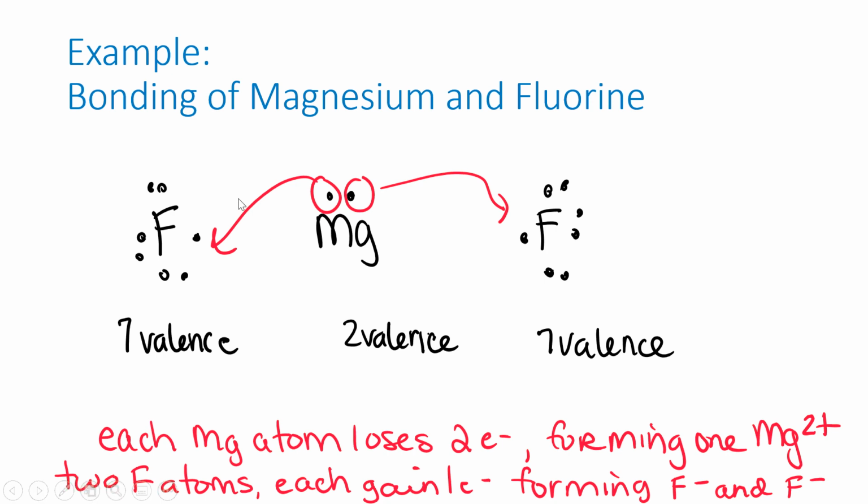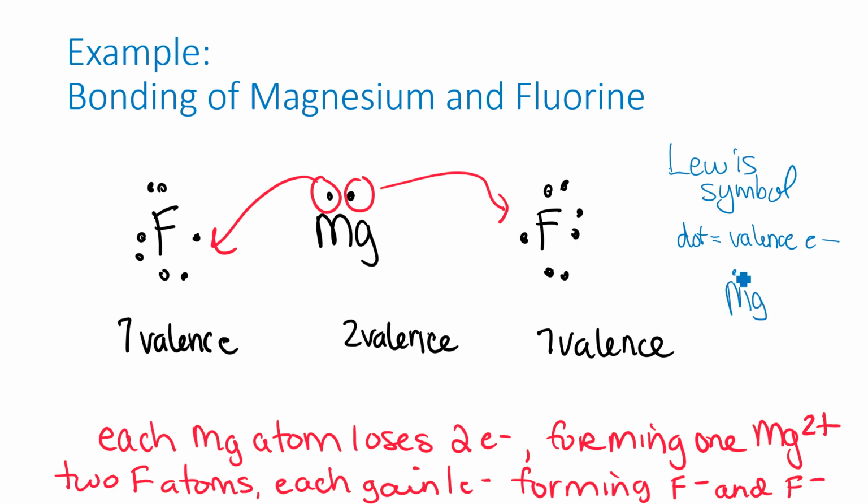So here's an example where we're showing this transfer of electrons using something called a Lewis symbol. A Lewis dot symbol is where we use dots to represent valence electrons. Those are our electrons on the outer shell. Like if you look on your periodic table, you'd say, oh, look, magnesium has 2 valence electrons, so I'm going to give it 2 dots in this picture.